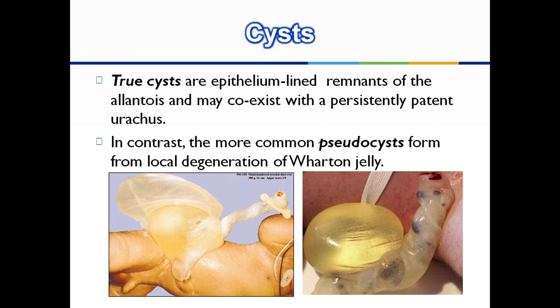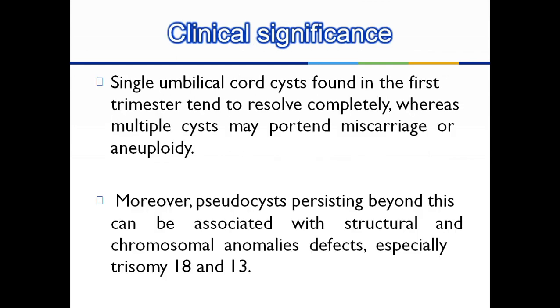In contrast, a pseudocyst results from local degeneration of Wharton's jelly. Clinical significance: a single umbilical cord cyst found in the first trimester tends to resolve completely, whereas multiple cysts may presage miscarriage or aneuploidy. Moreover, pseudocysts persisting beyond this can be associated with structural and chromosomal abnormalities, especially trisomy 18 and 13.